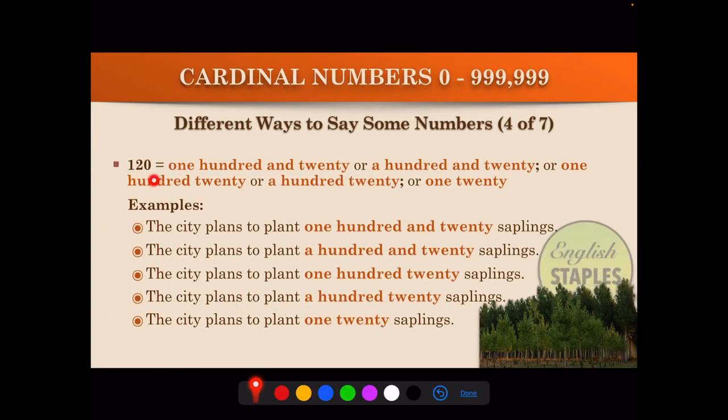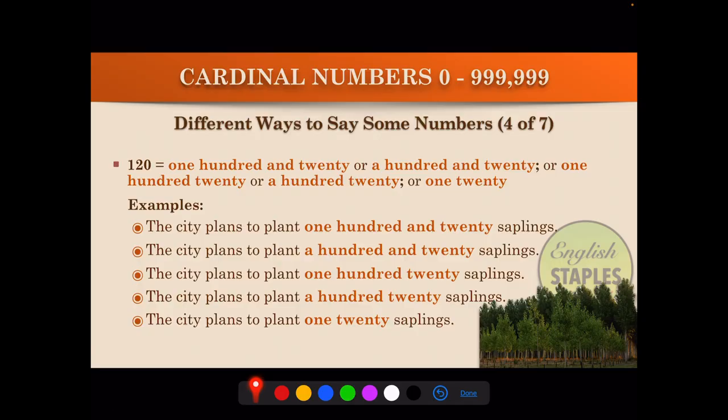This number, 120. The city plans to plant 120 saplings.